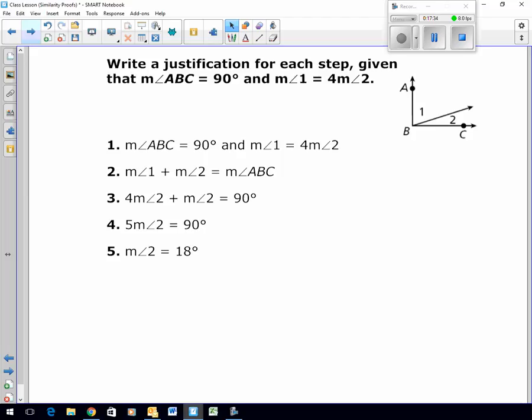First off, how do I know that ABC is 90 and the measure of angle 1 is given? Thank the Lord, you get credit. Let's go. First step is given. And why do we do that? Because you have to start somewhere.